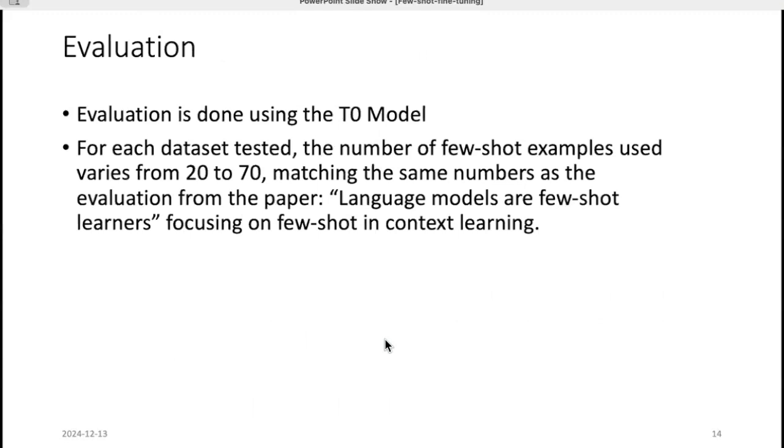Let's look at some of the results. I think some of the findings are quite interesting, especially in terms of the training cost and the inference cost. As I mentioned, the evaluation is done on the T0 model. For each data set tested, the number of few-shot examples varies from 20 to 70. So it's a very small data set for the fine-tuning, because they want to match the same numbers as the few-shot in-context learning.